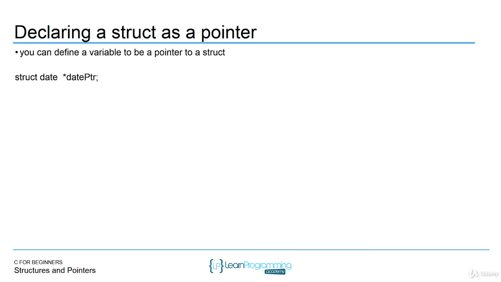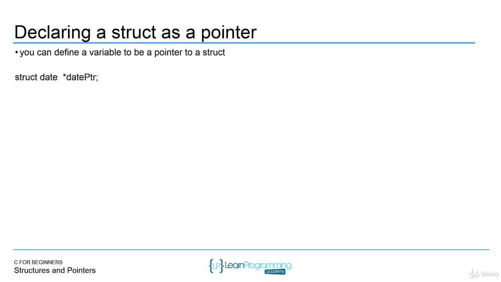So declaring a structure as a pointer, pretty straightforward. When you define a variable to be a pointer to a struct, you just use that asterisk after the type of the data, right? And we said that structures are really a new type. In this case, we have our date, our ever important date structure. We just say struct date and then you use the asterisk date pointer. And you'll probably want to initialize that to null.